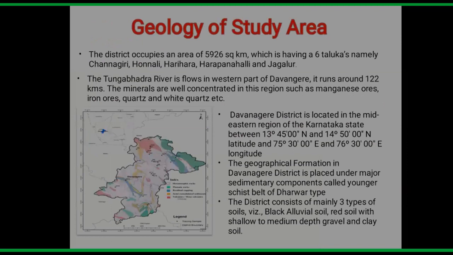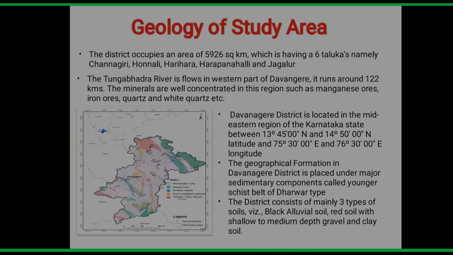This is the study area. We collected the samples in this area. It covers an area of 5926 square kilometers, which has 6 taluks, namely Channagiri, Honnali, Harihar, Harapanahalli, and Jagalur. The Tungabhadra River is also close, in the western part of Davanagere, at around 122 kilometers. Minerals such as manganese ore and quartz are well concentrated in this region.